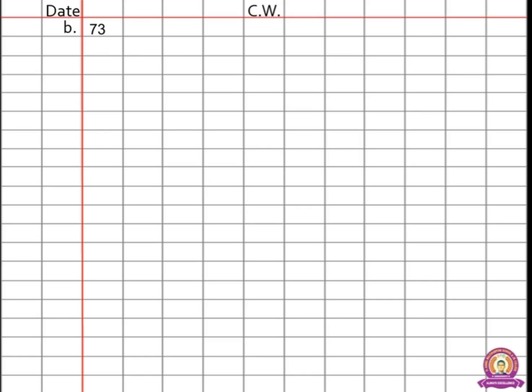B. 73 minus 45. In the number 73, 3 is in the units place and 7 is in the tens place. In the number 45, 5 is in the units place and 4 is in the tens place. Children, do not forget to put the subtraction symbol. Since we have a smaller number on the top, we have to borrow 1 10 from 7 tens.